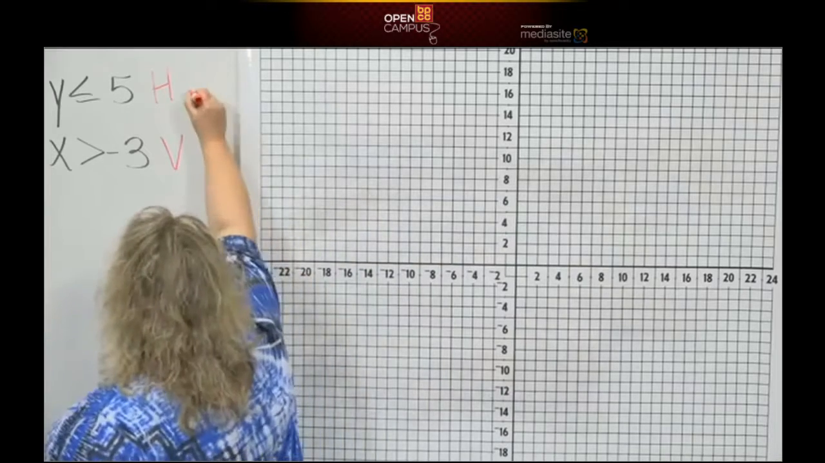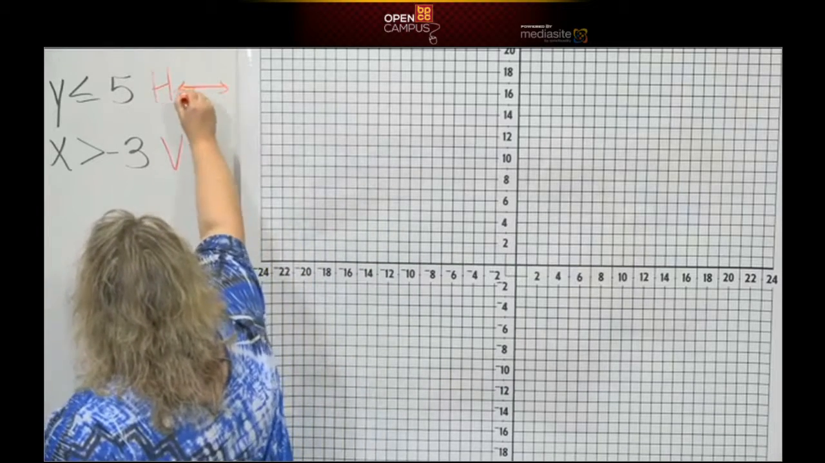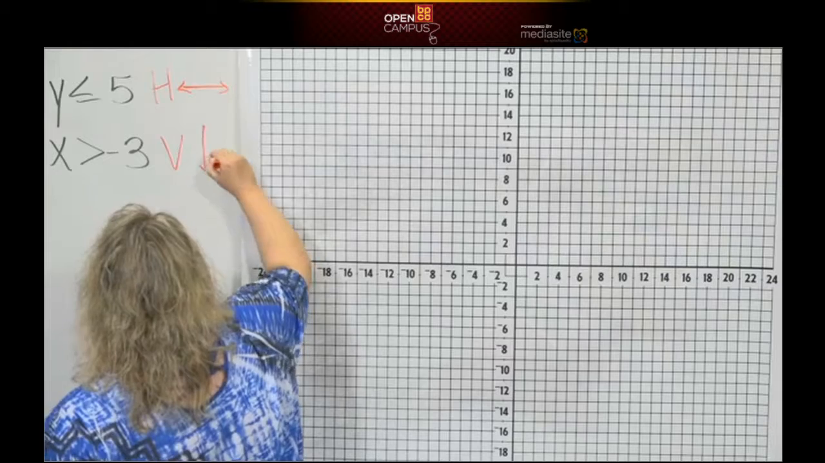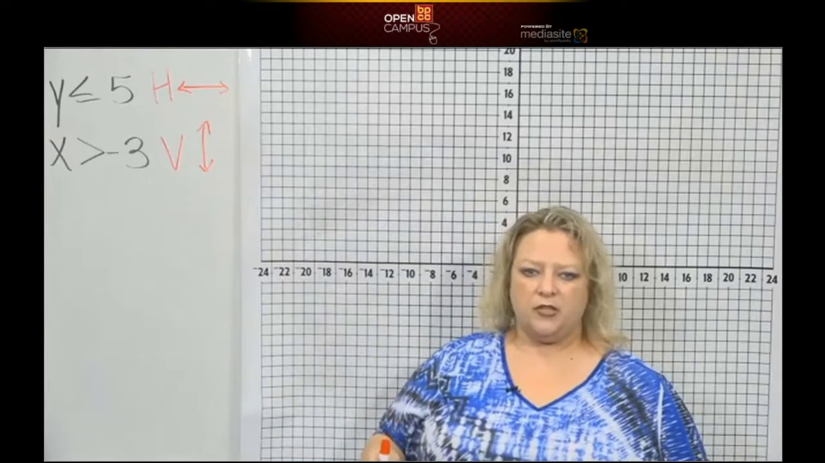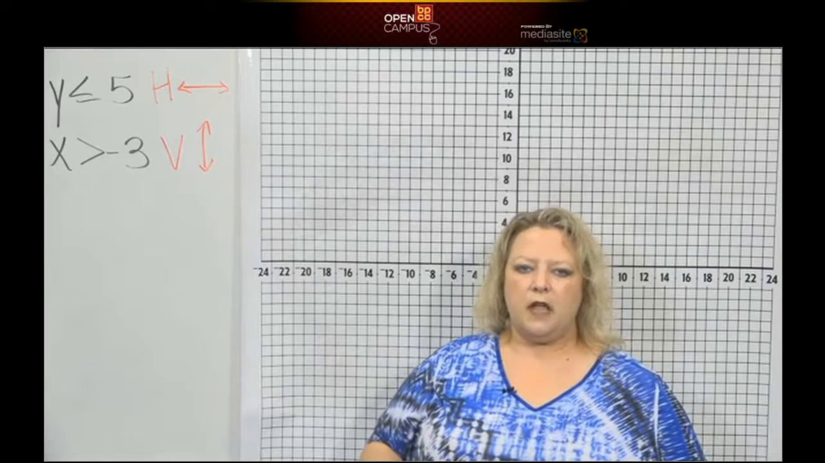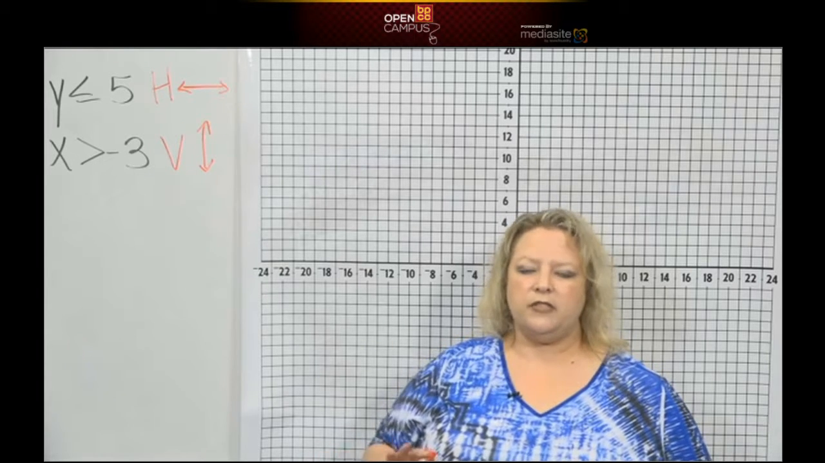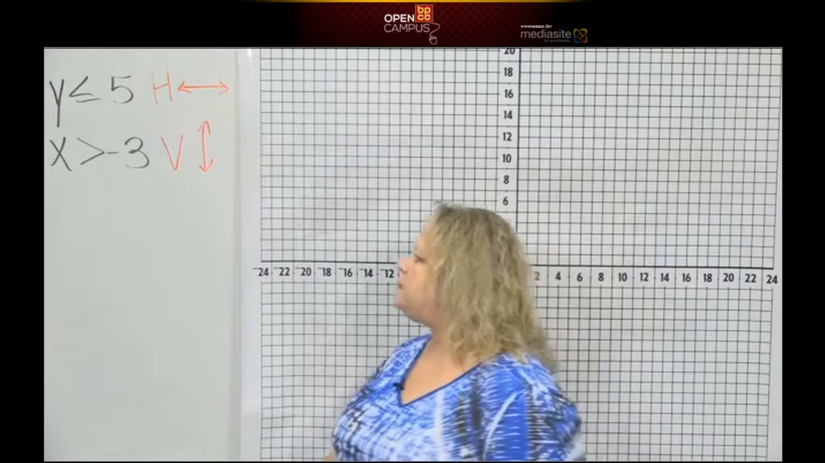Horizontal, which way does he go? Left to right. Vertical, which way does he go? Up and down. Before you graph anything, you should always have a picture of what it should look like in your head, at least the lines part. The shading part is a little tricky.